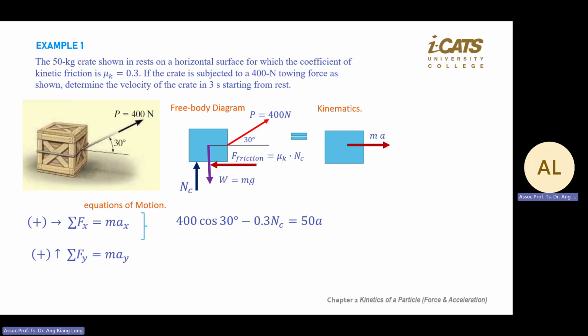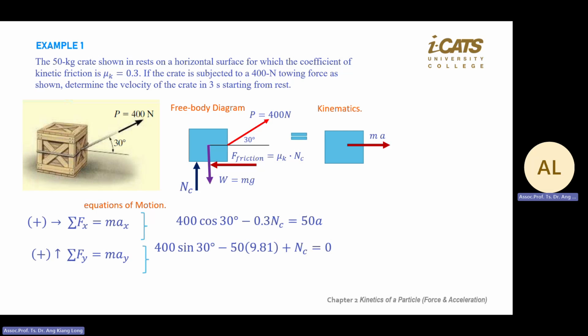Okay. So here got two unknowns, NC and A. But you have two equations. So don't rush, but you solve Y first. Y, 400 sine 30, you convert the P into PY, PX. So here you solve for PY. PY going up. However, W go down. MG, 50 multiply 9.81. Don't use 10. In degree, G is always 9.81.